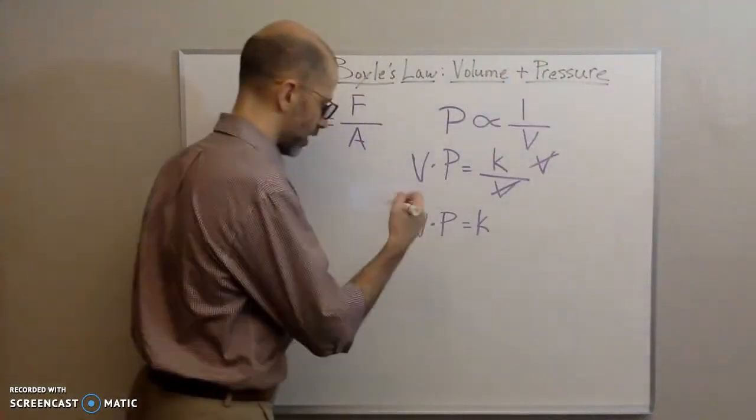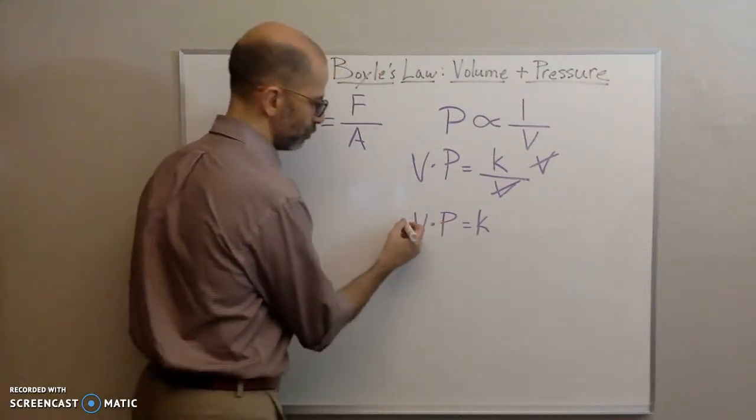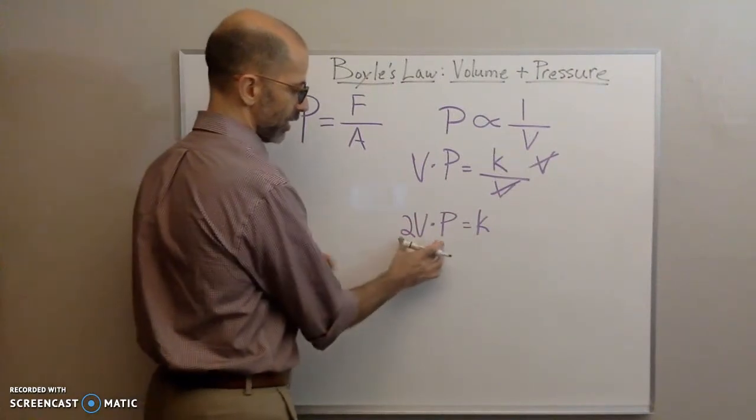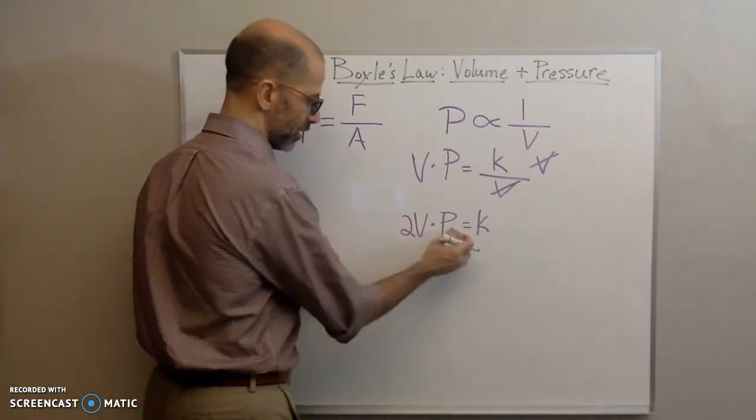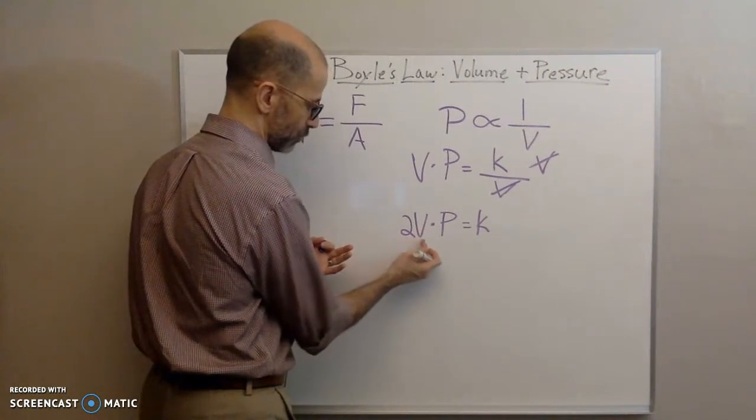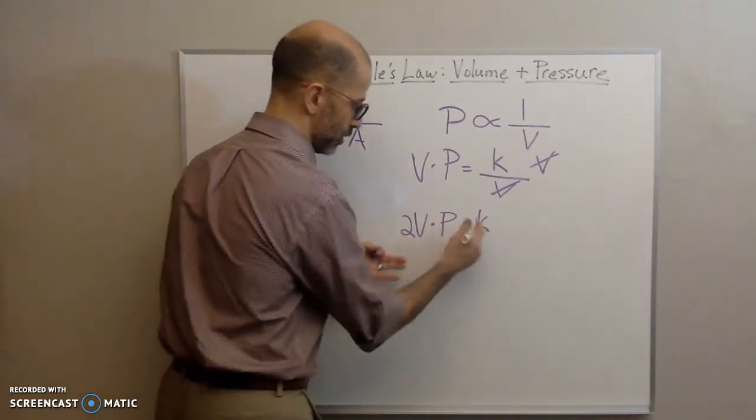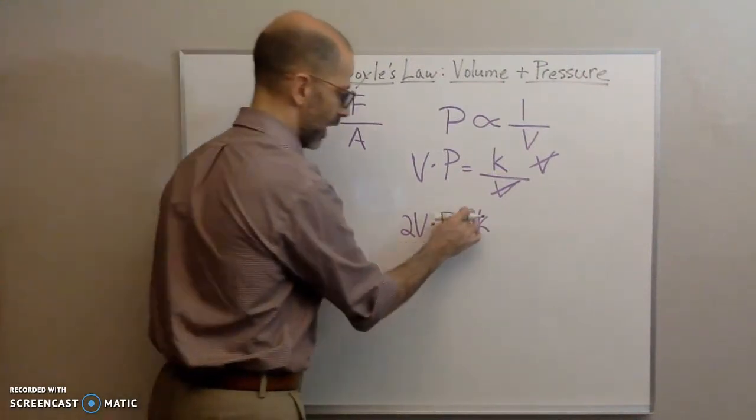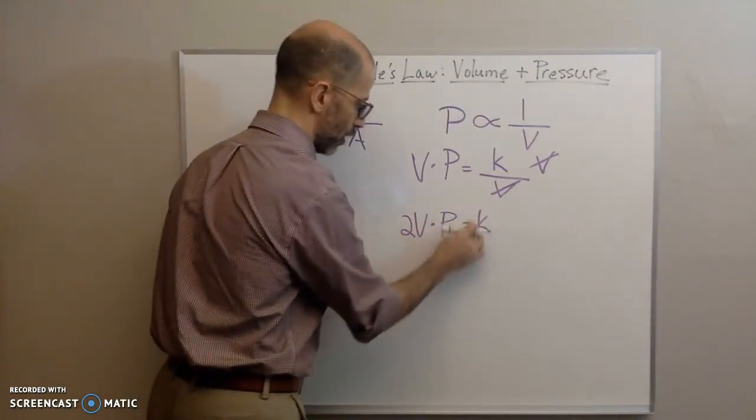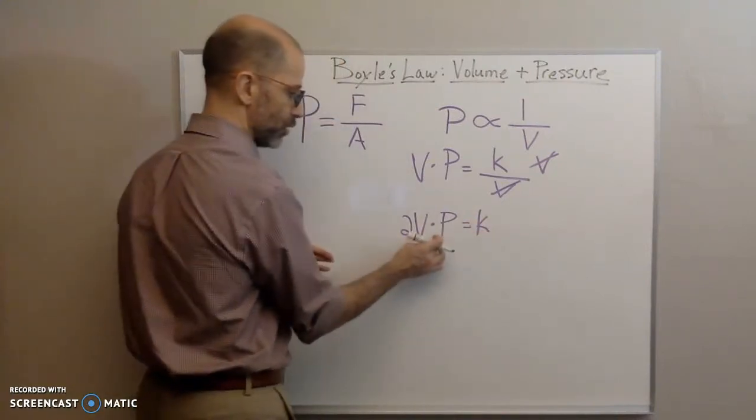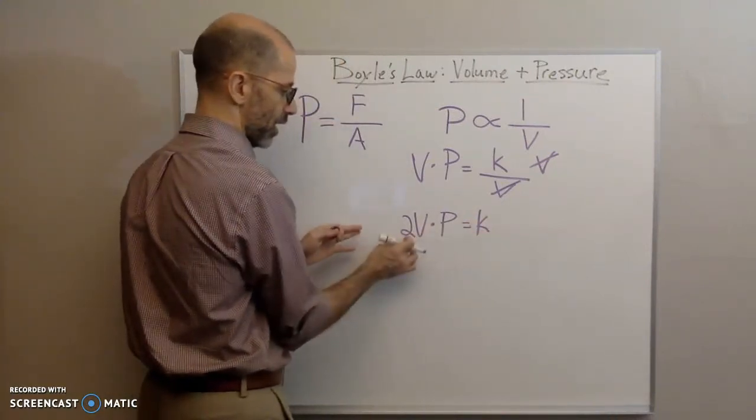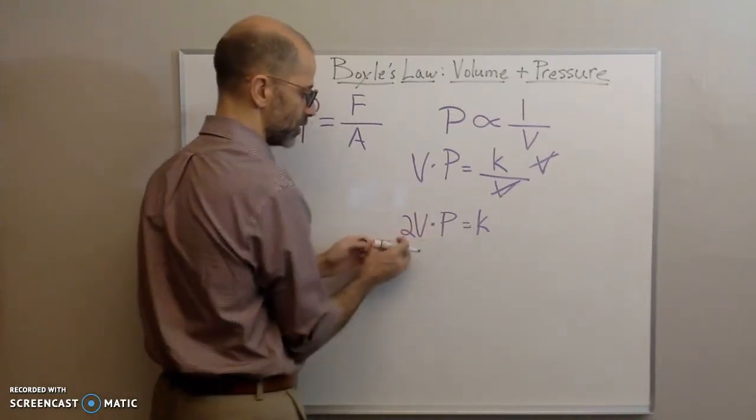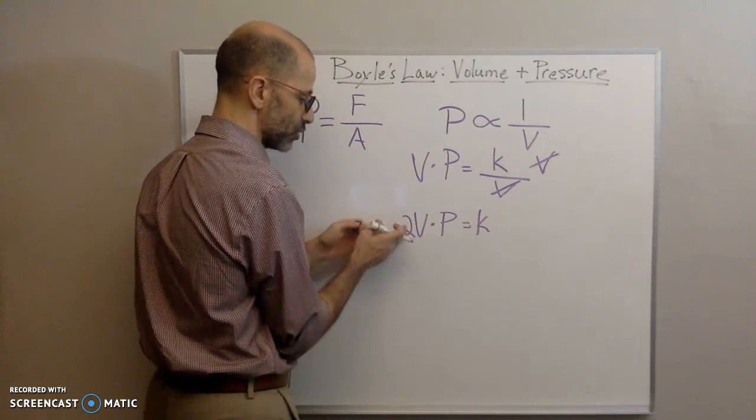So for example, if I double the volume, and I don't do anything to pressure, then if I multiply this, 2 times V times P becomes 2K, right? So I've just changed the constant, which I don't want to do. So if this is constant, then pressure has to behave in a way, if I double the volume, the pressure has to act in a way to cancel that out.